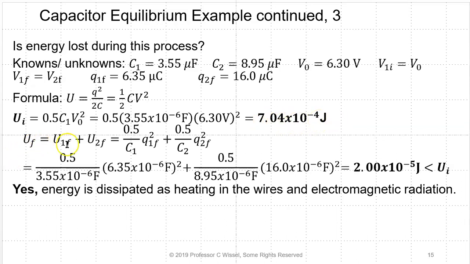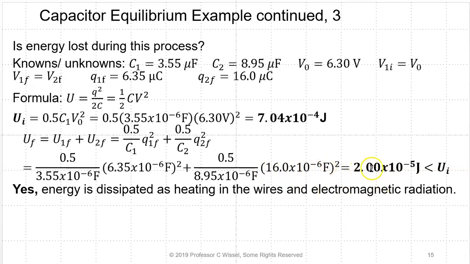At the end, we have UF equals U1F plus U2F. So that's the energy across each of the capacitors after the equilibrium has been reached. That is 0.5 divided by C1 times Q1F squared plus 0.5 divided by C2 times Q2F squared. And we plug in our numbers. The 0.5 here is the C1 of 3.55 times 10 to the minus 6 farads. And Q1F is going to be 6.35 times 10 to the minus 6 farads. I'm going to square that. Similarly, here's the 0.5. Here's the C2 of 8.95 times 10 to the minus 6 farads. And Q2F squared of 16.0 times 10 to the minus 6 farads.